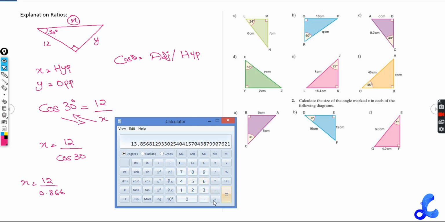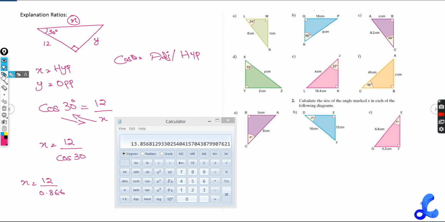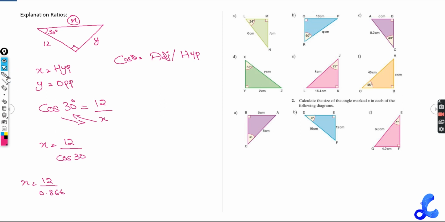0.866. The answer that we get is 13.85. So our answer over here would be x equals 13.85, which means that this hypotenuse side would be 13.85. Notice that this 13.85 is longer than 12, which means that our answer is not that bad. Our answer is fine till now, right? We'll see if y is longer than 13.85 or less than that.